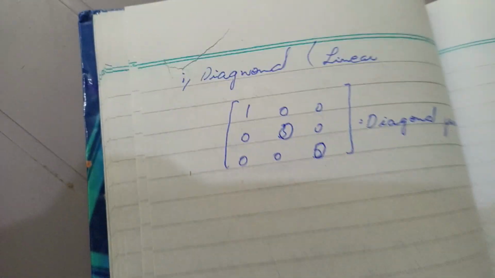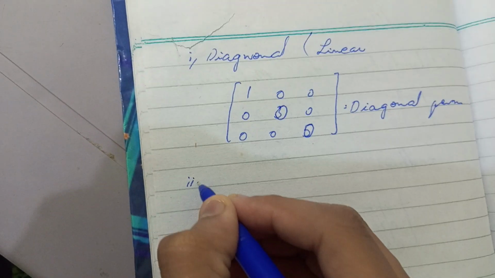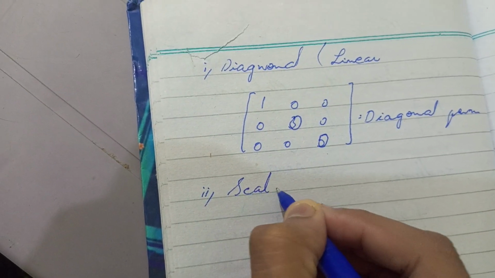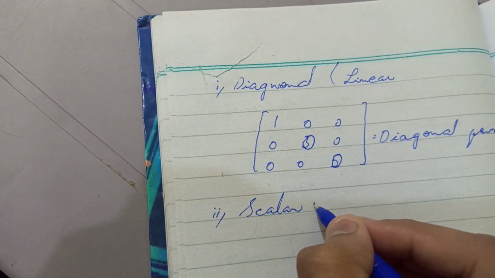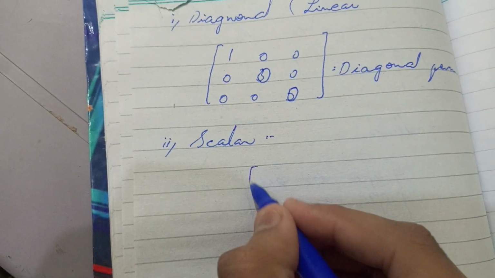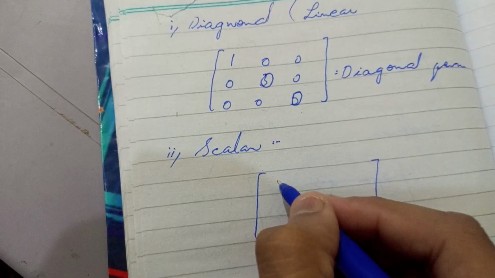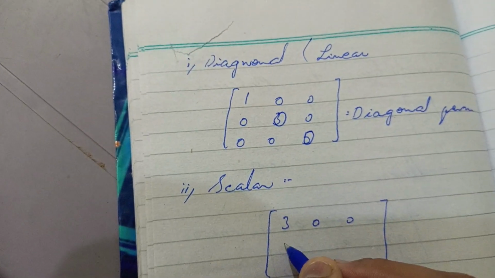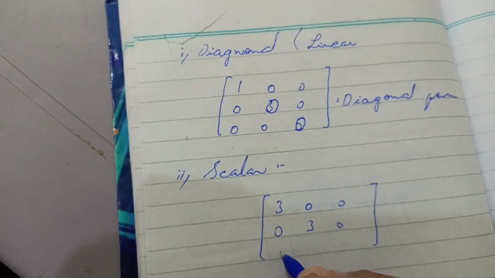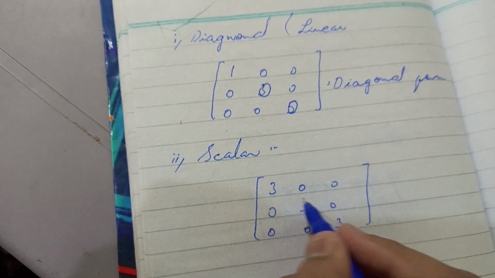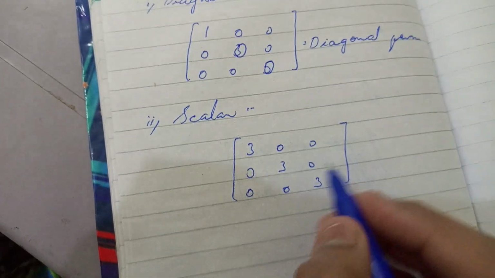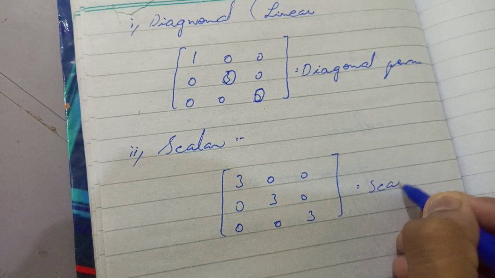But in this case there are two cases. The second case is scalar. In scalar you must have the same elements. For example, I write here 3 0 0, 0 3 0, 0 0 3. So you can see here 3, 3, 3, these are the same, so this is called the scalar.